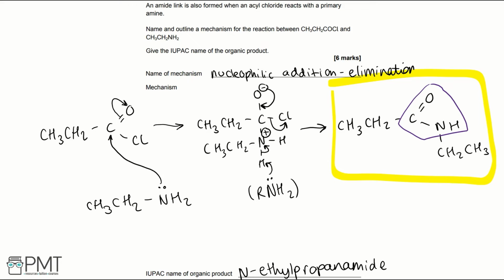So you're kicking off the chlorine and you're forming the NH+, you're putting that bond back in, and your excess primary amine being attracted to this acidic hydrogen. That's all part of your 5th mark. Your 6th mark will come from the IUPAC name of the organic product, which is N-ethyl propanamide.